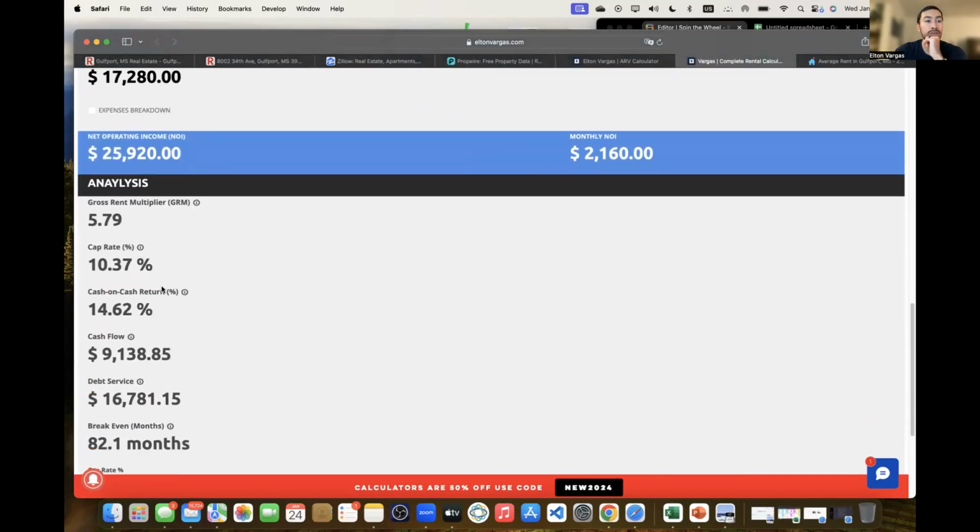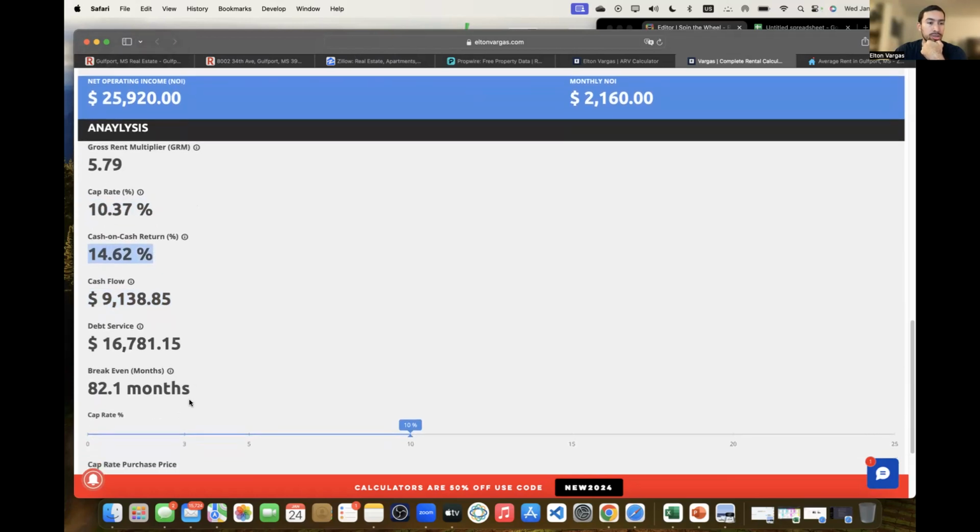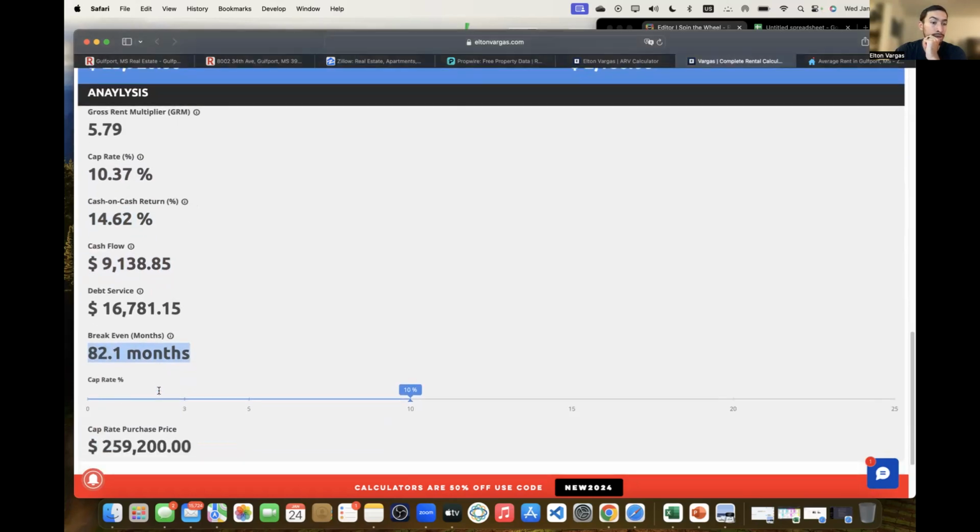But if I were to get $900, I'll basically buy it at a 10% cap rate. My cash flow is $9,000 a year, a 14.62% cash on cash return. I'll break even on my initial investment in 82 months.